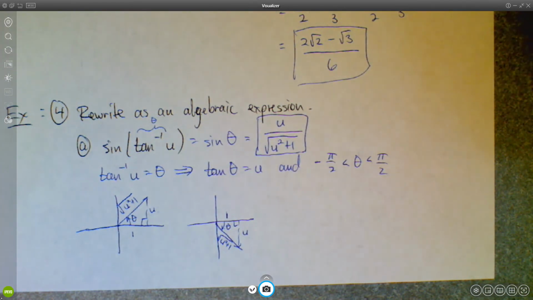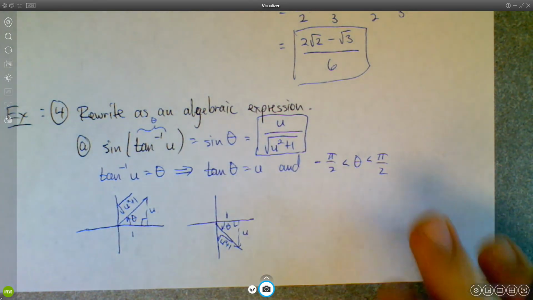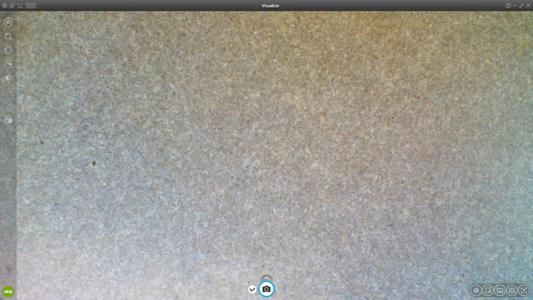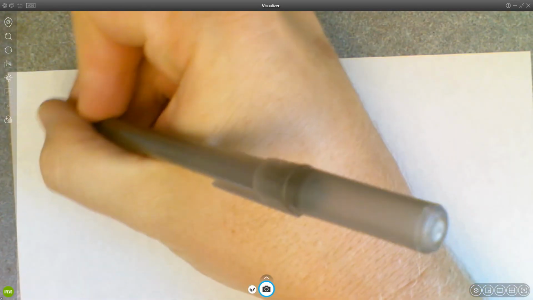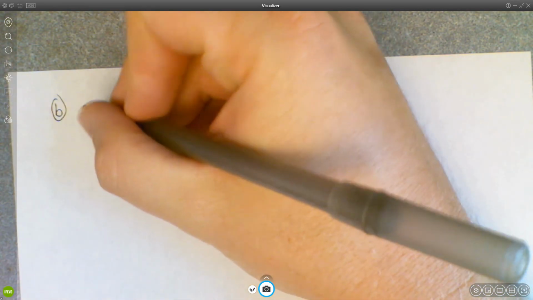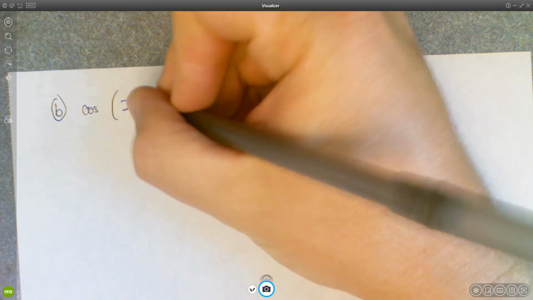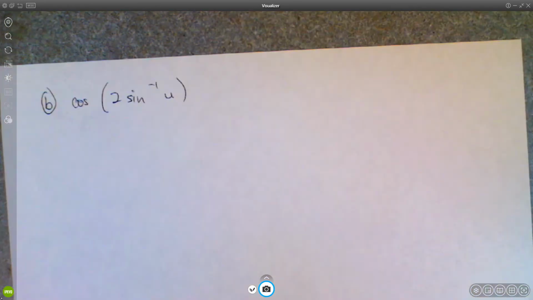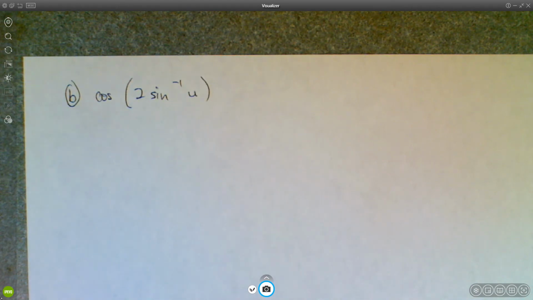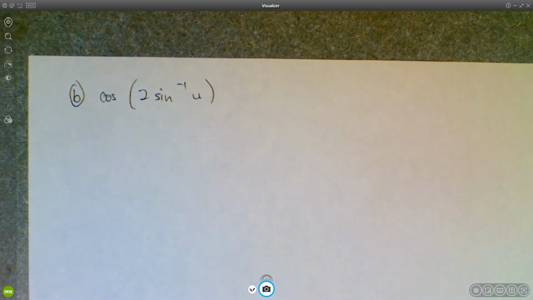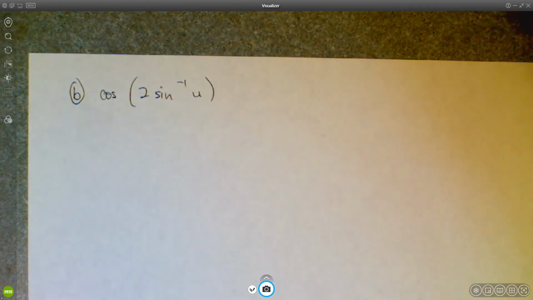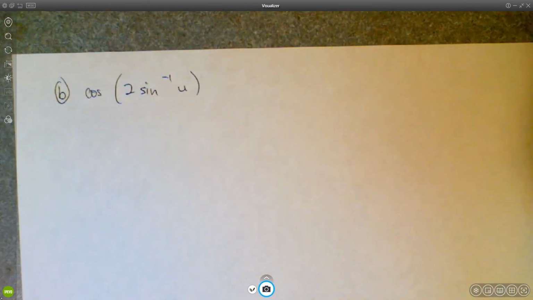And that's all there is to that. So that's kind of nice. Let me give you one more example of that. It's a shame I have to start a brand new page to do one last example, but I wanted to show you this one because it also uses a trig identity. So let's say that you were confronted with this. And again, your goal is to rewrite this as an algebraic expression. If it was just cosine of sine inverse of u, you could do exactly the same thing as what we did before. But the 2 kind of messes things up a little bit.